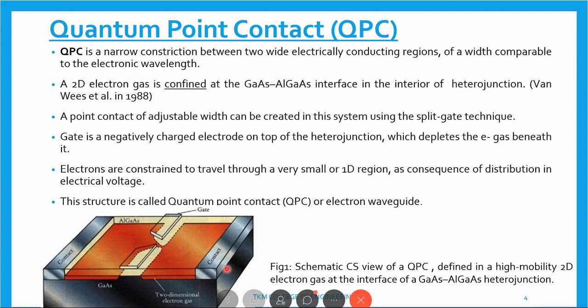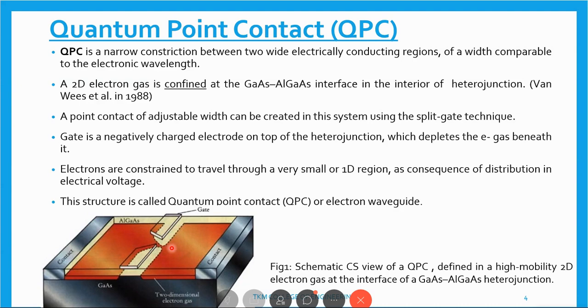Here it is made with a gallium arsenide, aluminum gallium arsenide heterojunction. The construction of the aluminum gallium arsenide heterojunction was already discussed in the first module. So what they did was a 2D electron gas was confined at the gallium arsenide, aluminum gallium arsenide interface in the interior of the heterojunction, right? This orange color shows the two-dimensional electron gas.